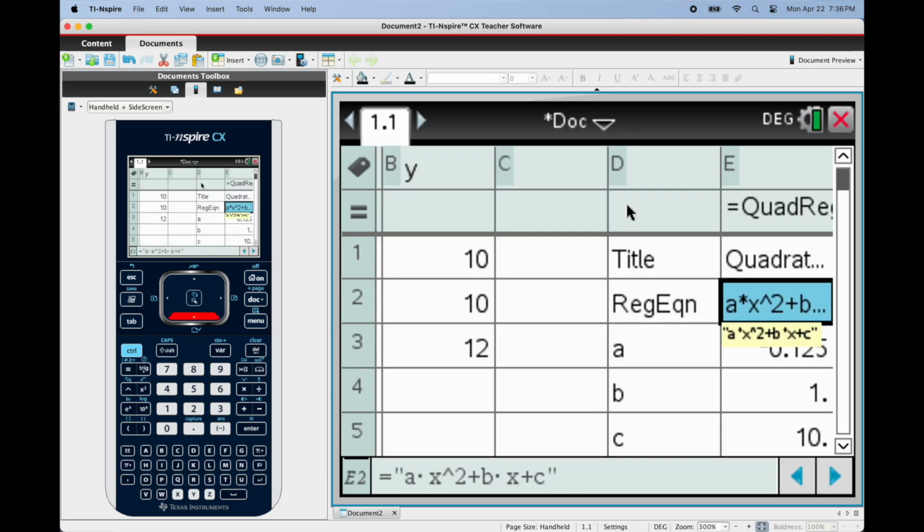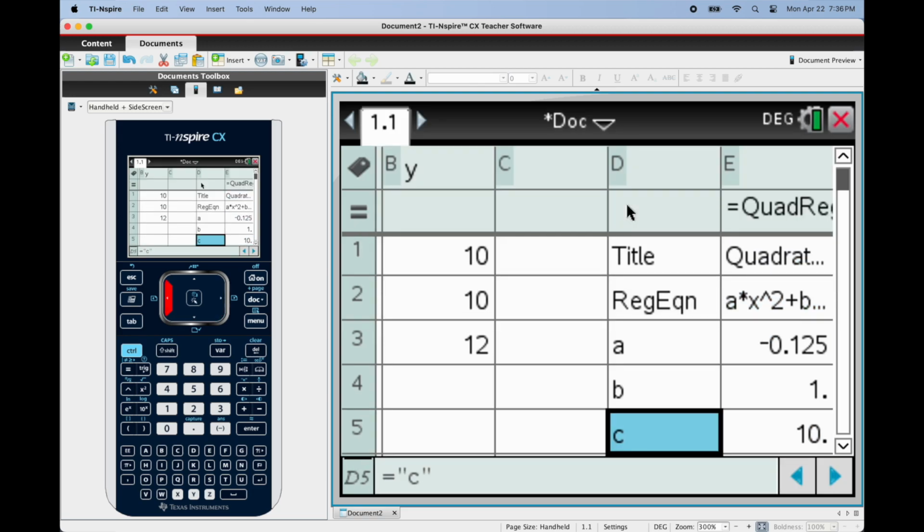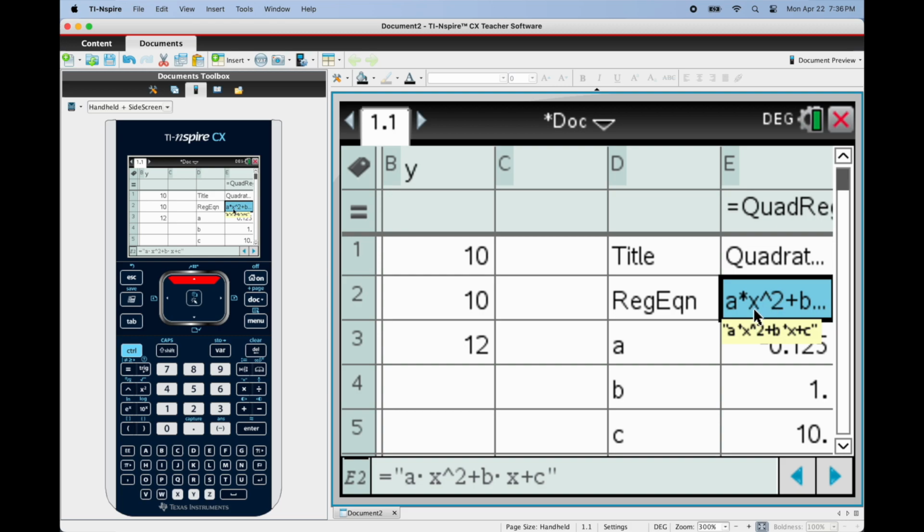There we go. And there's our a, b, and c once again. A is equal to negative 1/8, just in decimal form. B is equal to 1, and c is equal to 10. And it actually gives us our general form of a quadratic as well. This ax squared plus bx plus c. And it tells us those values of a, b, and c. So, another kind of method available.